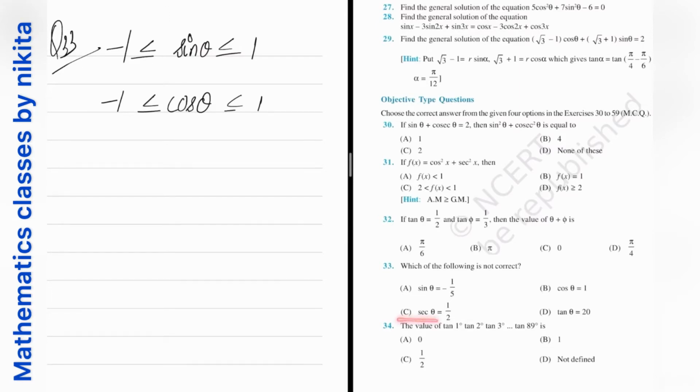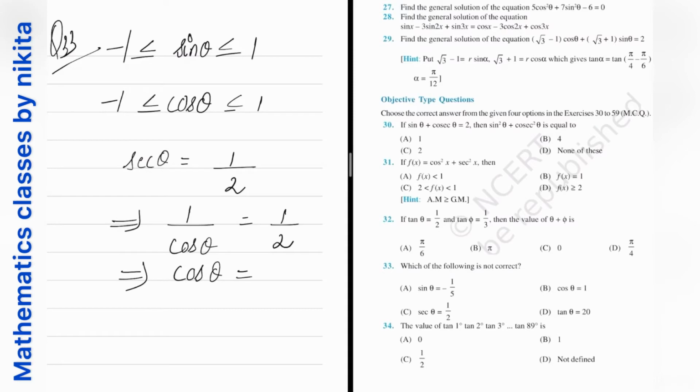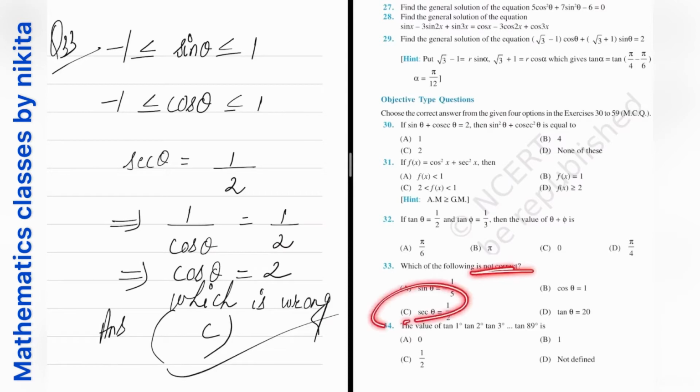Next, part C says that sec theta is equal to 1/2. Now what does sec theta equal to 1/2 mean? Sec theta is 1 over cos theta. So this implies that 1 over cos theta is equal to 1/2, and this implies what? That cos theta is equal to 2, which is wrong because I know that cos theta lies between -1 and 1. So which is wrong. So therefore the correct answer of this question is C part. We have to tell which is not correct, so C part is not correct.